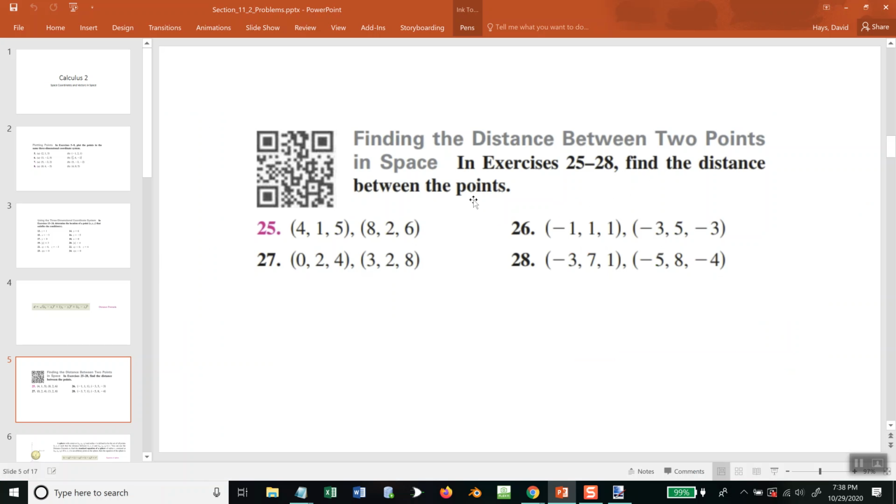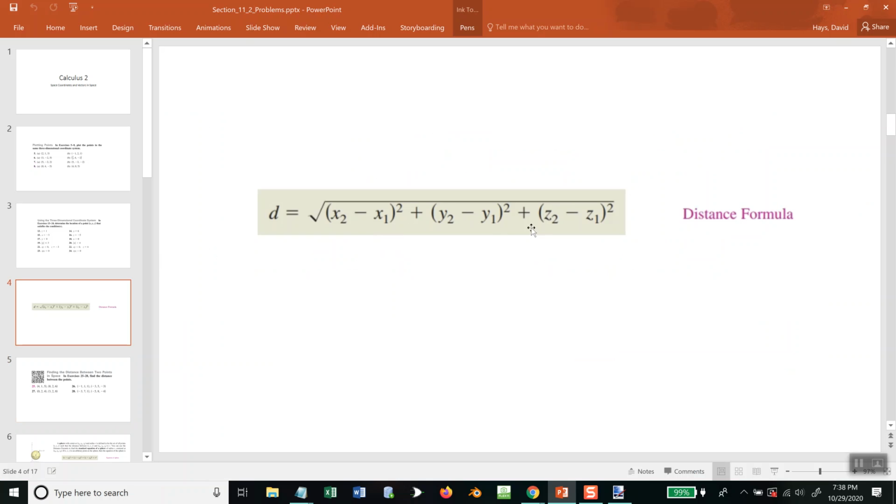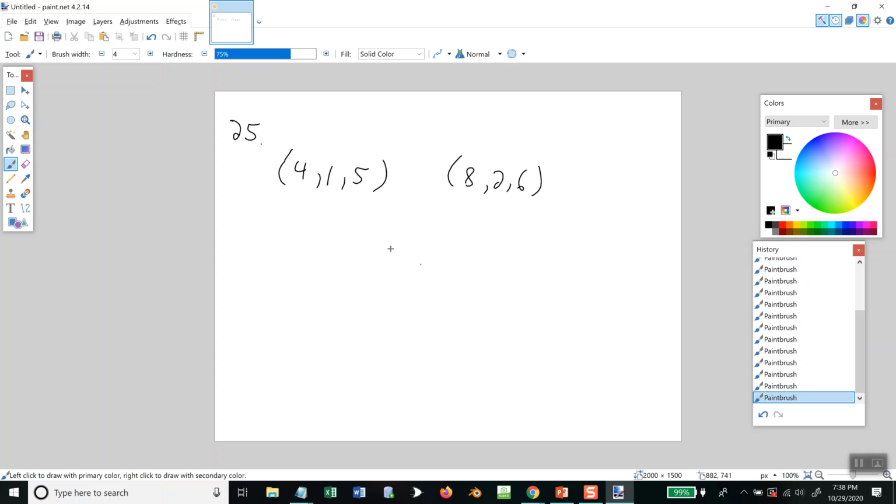Okay, find distance between the points. Okay, so we're going to use these. This is our first point, so I just label that as x1, y1, z1. This is my second point, so I label it as x2, y2, z2. Doesn't matter which one you actually label as your first point, which one's your second point, it still works.